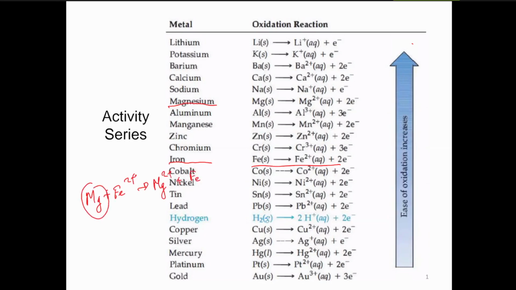Because magnesium has higher activity to be oxidized, it can easily oxidize to magnesium 2 plus, and iron 2 plus can easily be reduced to iron. Okay, so the reaction will happen. But if you put magnesium 2 plus with iron, then it does not happen, because iron has lower activity to be oxidized. That means the process to become iron 2 plus is more difficult than for magnesium. So in the second reaction, no reaction happens.